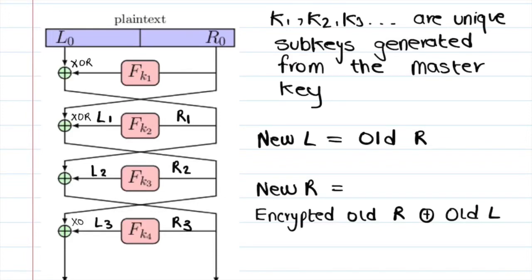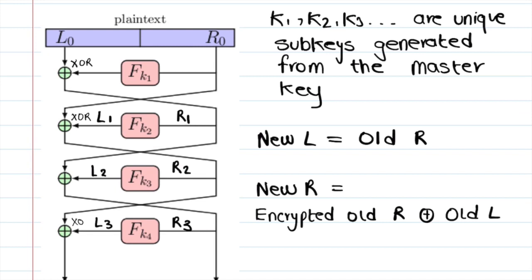Hello everyone. Today we're going to be learning about DES, the Data Encryption Standard, which is a modern symmetric encryption algorithm. It is a block cipher method where we encrypt the plain text in blocks of data as opposed to individual bytes or bits in a stream cipher. Before we learn about DES, we need to understand what a Feistel structure is.